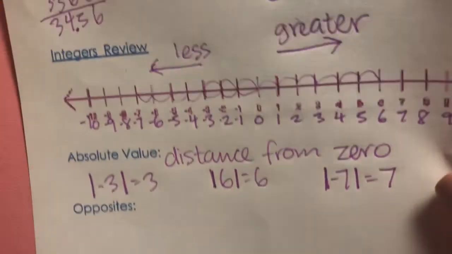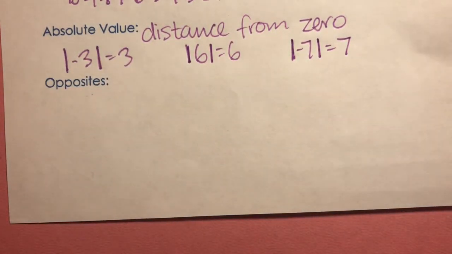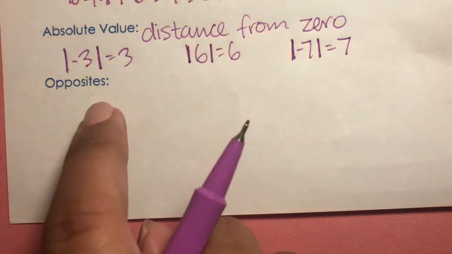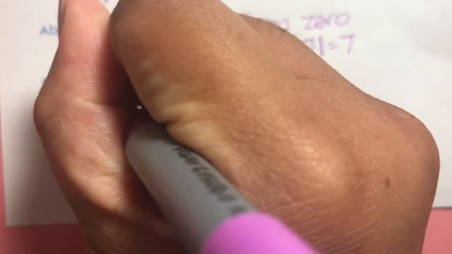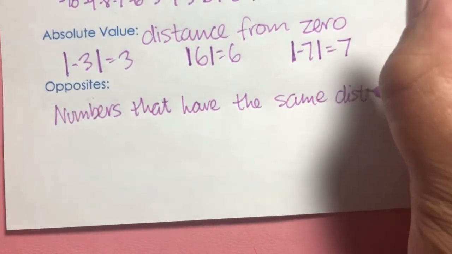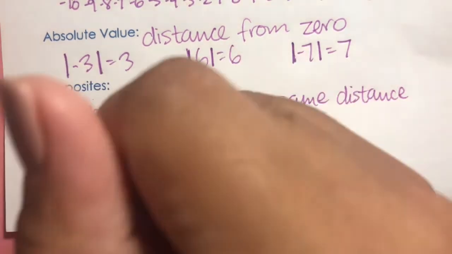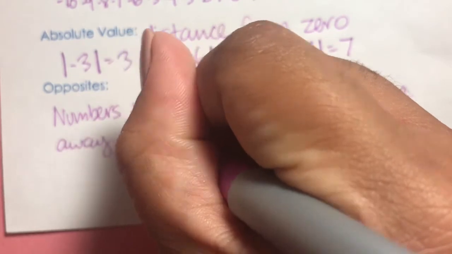Okay, now what about opposites? If on the SBAC they ask you, what is the opposite of 4 or -8 or any of those things? Numbers that are opposites are numbers that have the same distance away from 0.